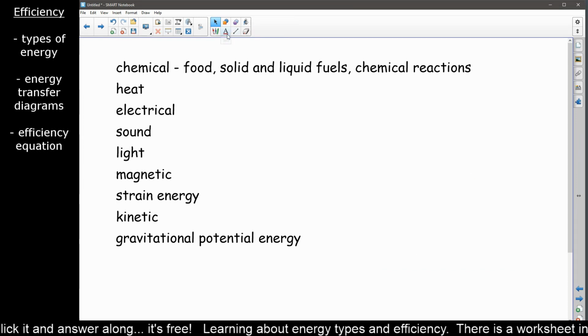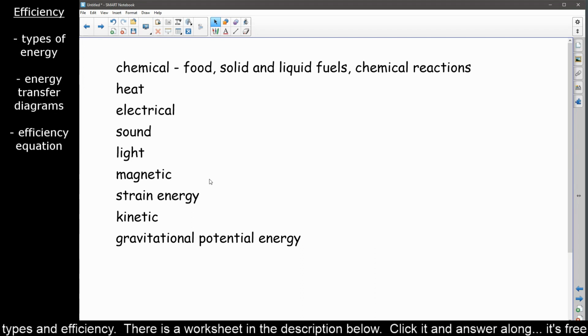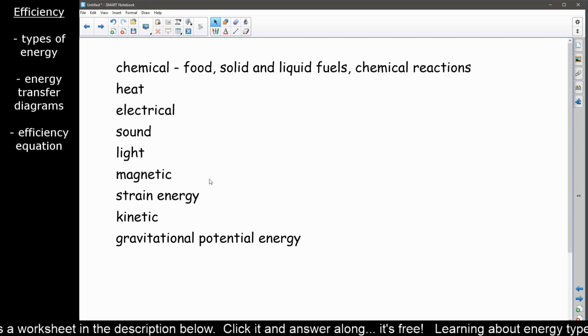Now, I've already mentioned a few times about converting energy from one type to another type. And this is pretty much what this whole lesson is about. It's about the idea that we can take something that has energy in basically any of these forms and turn it into energy of another form. I can take heat energy and turn that into kinetic energy. I can take electrical energy and turn it into sound energy. I can take magnetic energy and turn it into gravitational potential energy. But there are some rules and there are some problems associated with doing that.